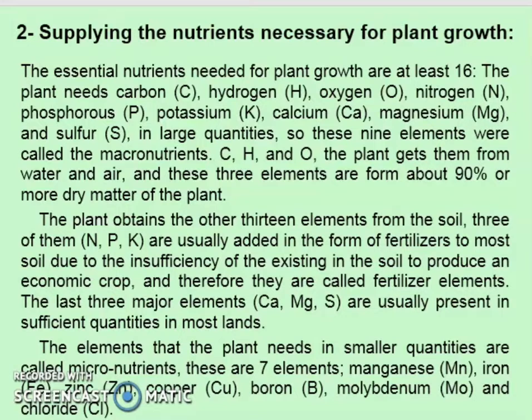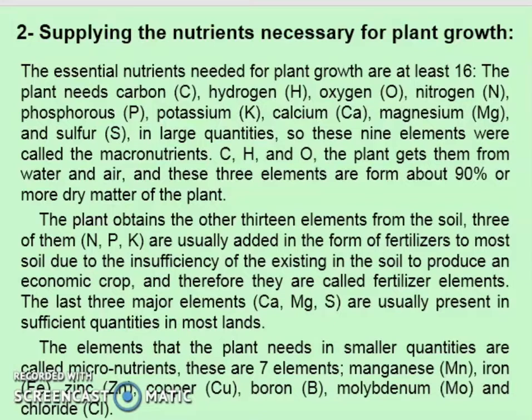Then we have 3 elements that the plant absorbs from the air and water, and 13 from the soil. So the soil supplies the plant with 13 nutrients. Nitrogen, phosphorus, and potassium: usually the soil has a deficiency of them, so the farmers usually add a fertilizer to support the plant with the nutrients. However, calcium, magnesium, and sulfur are usually present in sufficient quantity in most lands.